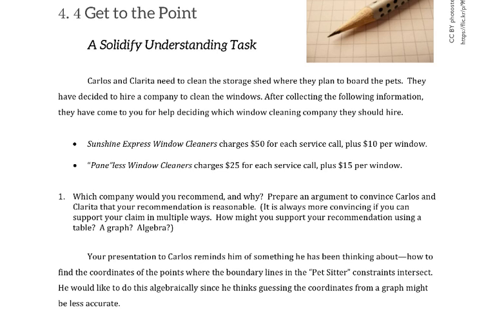So not just saying, oh, I like this one because it's better, kind of thing, okay? So we should notice that the Sunshine is more expensive to begin with, and the Painless is cheaper to begin with, but costs more per window, okay? So we need to figure out some way that we can kind of compare these two, depending on how many windows you have. So what I would do is probably make some sort of table.